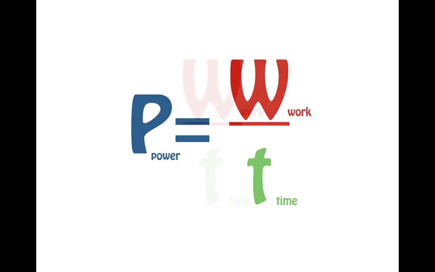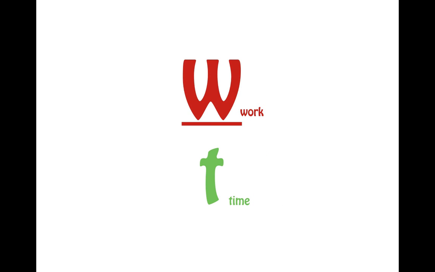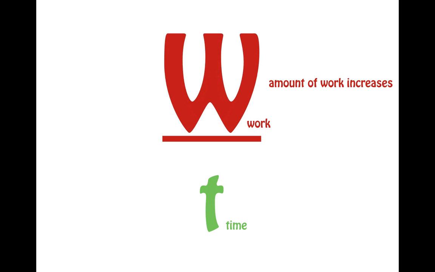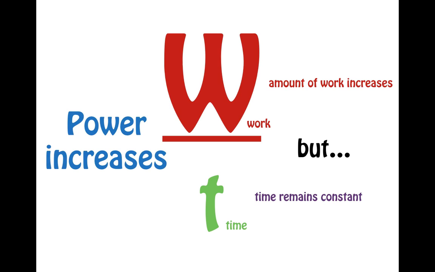Okay, so work over time. Let's take a look at this ratio of work over time. Let's say, like we've been discussing with the other ratios in our other videos, the amount of work increases, but the time remains constant. If my numerator increases, but my denominator remains constant, then the overall number increases, or in this case, the amount of power increases.